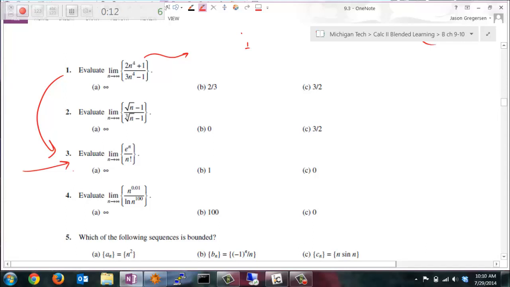And this is really a question of what wins. What's bigger? Exponentials or factorials? So it might be trickier to show so much. This is one you want to just understand. What wins, exponentials or factorials?